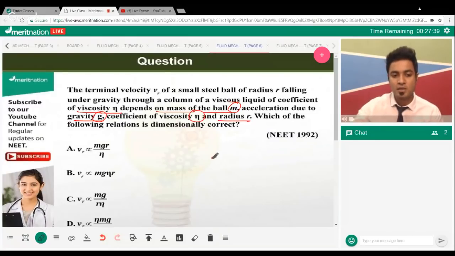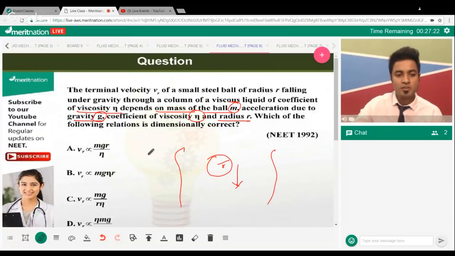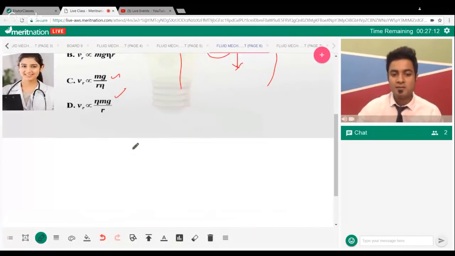So what is happening here? There is a steel ball of radius r falling down through a viscous liquid. You just need to figure out which of the following relations is dimensionally correct. Guys, instead of checking every option, which will take a lot of time, what you can do is make the FBD of this figure.